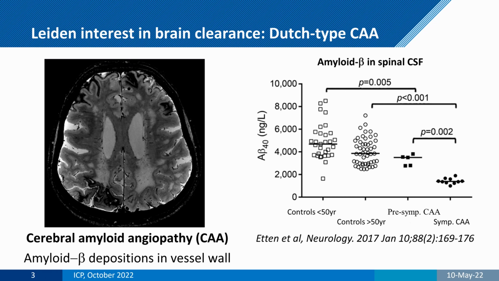And we think it's a clearance disease because when we look at the amyloid beta in the spinal CSF, we see that in the pre-symptomatic CAA patients, the amount of amyloid beta in the spinal CSF is lower than in age-matched controls. And we see that in symptomatic Dutch type CAA patients, these levels are even lower and much lower than in the controls. So that's why we're interested in the brain clearance system.